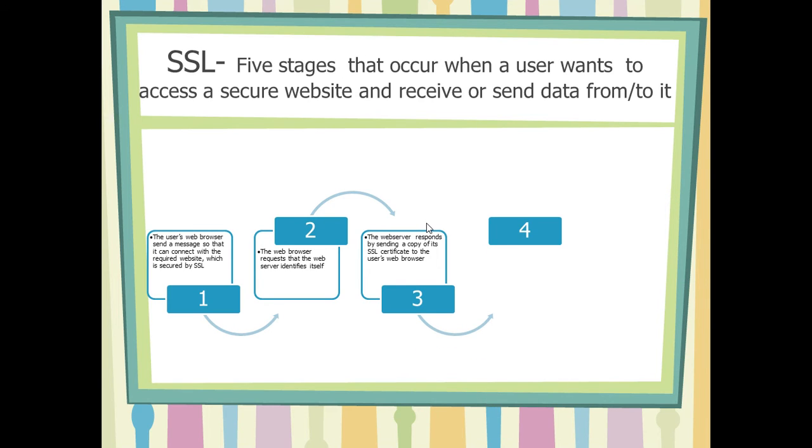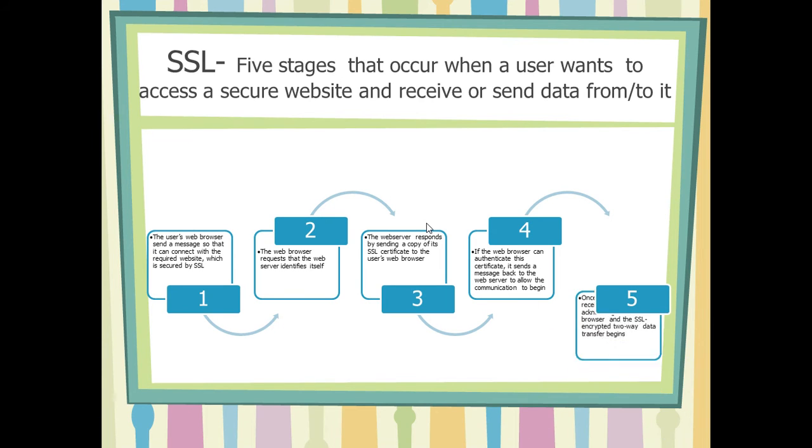Now the fourth stage is, if the user's web browser can authenticate this certificate, it sends back a message to the web server to allow the communication to begin. And the fifth stage is, once this message is received from the web browser, the web server acknowledges the web browser and the SSL encrypted two-way transfer begins.